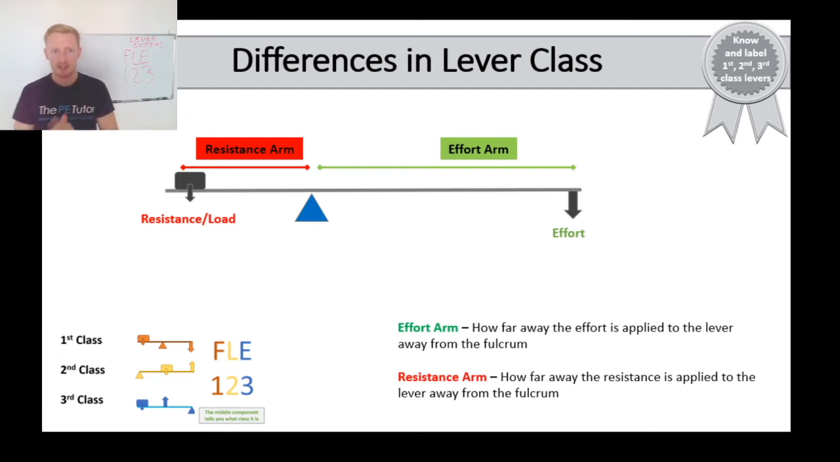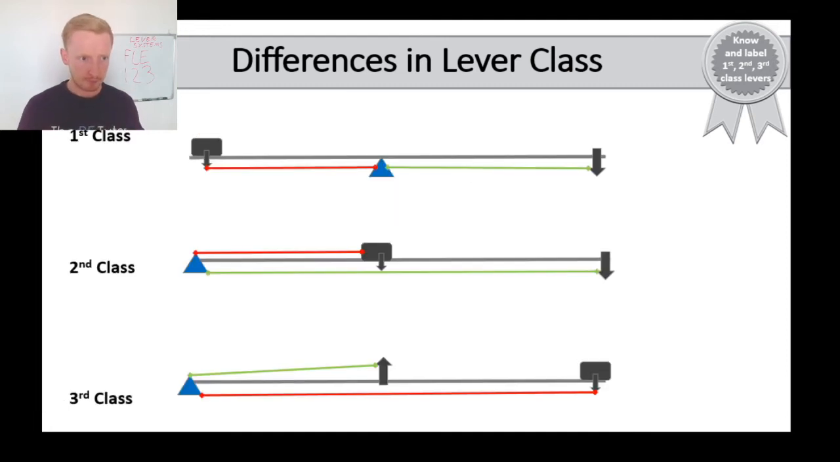So what you can see here is in this lever system, FLE, 1, 2, 3, the fulcrum is in the middle, therefore this is a first class lever system. We've got a large effort arm and a short resistance arm. Okay, they're unequal. Now this is good for us. I'll tell you why.